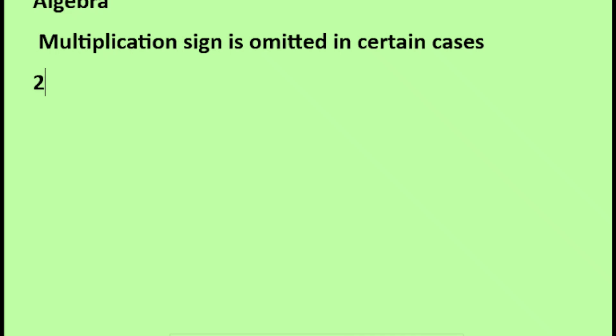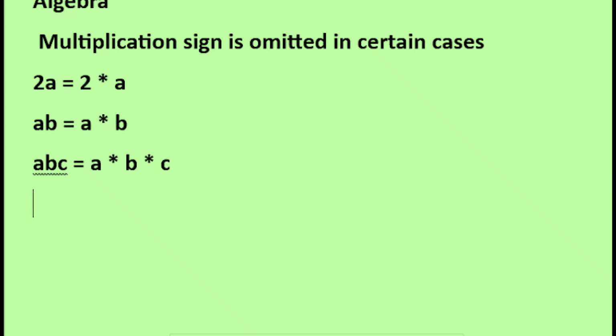So when you say 2a, it actually means 2 into a. Similarly, ab is actually equal to a into b. Sometimes we don't put the multiplication sign. ABC is actually a into b into c. 2ab is actually 2 into a into b.